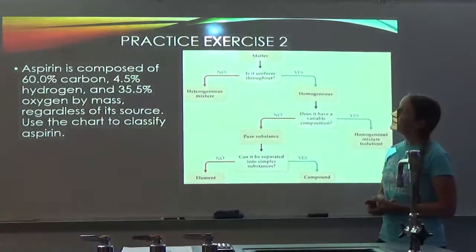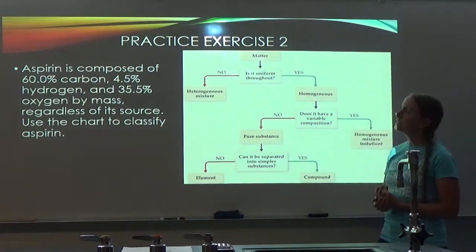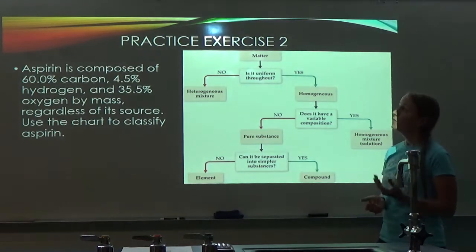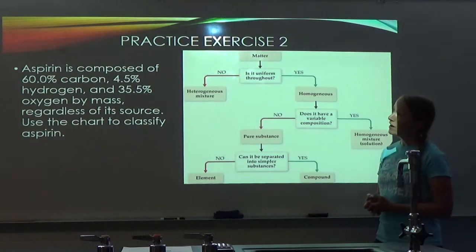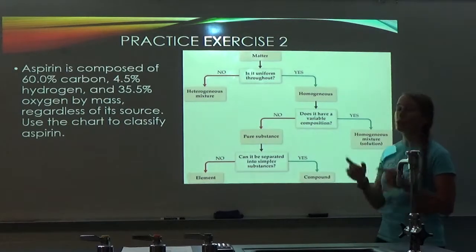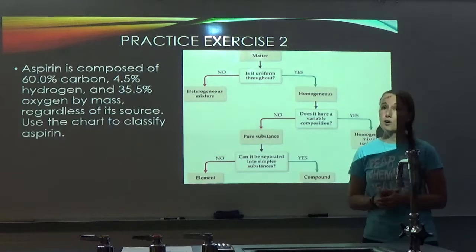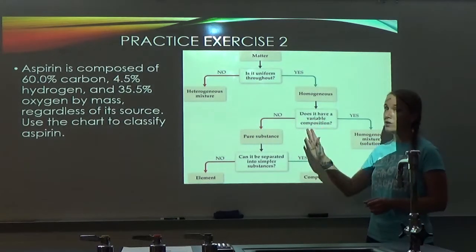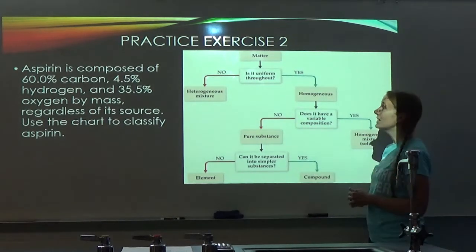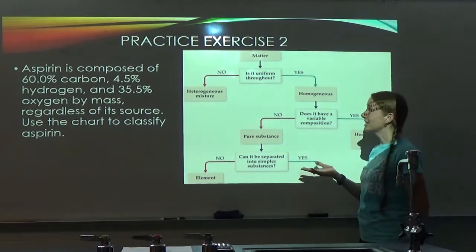Alright, so practice exercise number 2. It says aspirin is composed of 60% carbon, 4.5% hydrogen, and 35.5% oxygen by mass, regardless of its source. Use the chart to classify aspirin. So again, y'all, hopefully you don't need the chart at all, and you should be able to easily figure out what it is, but we'll go through the chart just in case.